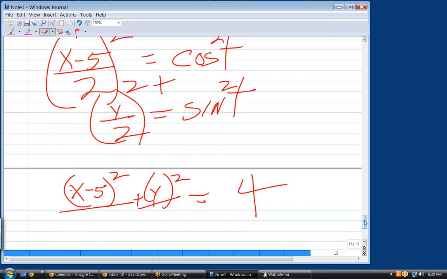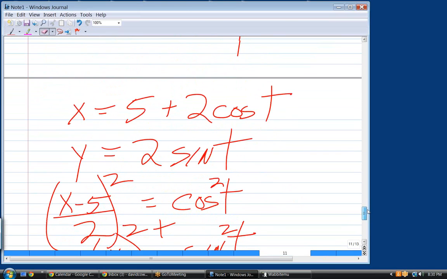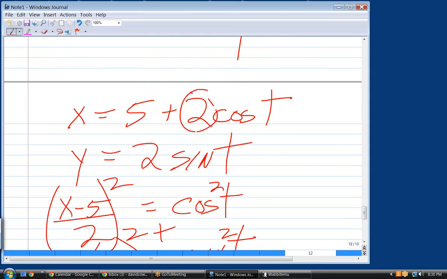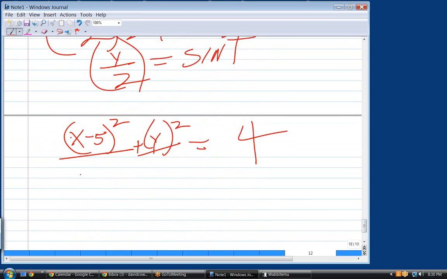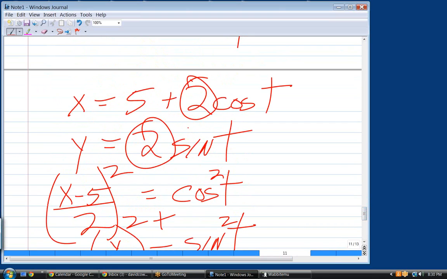Gets slightly more complicated if this number is different than this number. Then you end up with denominators that are different. You may end up with a 4 there and a 9 there, and you still have your 1 over here. What's that the equation of? An ellipse. Yeah. So whenever you have different coefficients in front of the cosine t and the sine t, you have an ellipse.